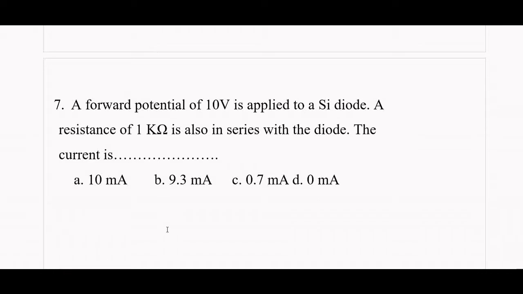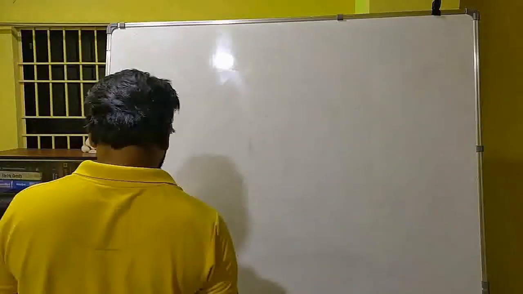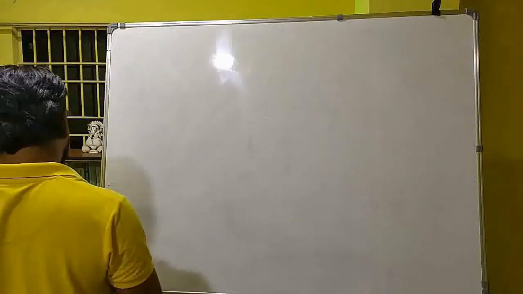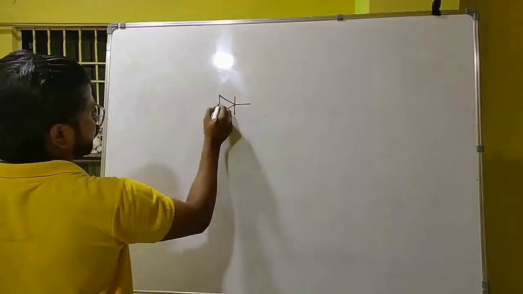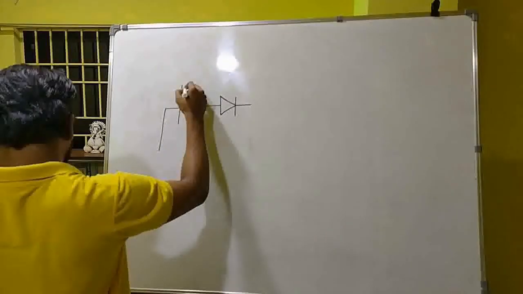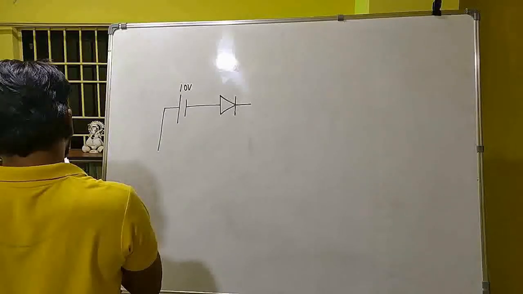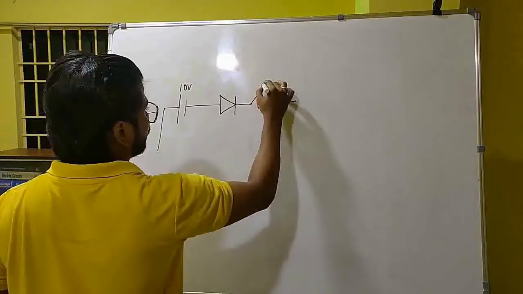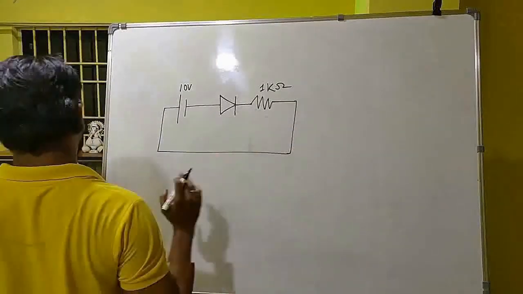Now moving on to question number 7. A forward potential of 10 volt is applied to a silicon diode. Here we need to calculate it. So let's observe this. The question says that a forward potential of 10 volt is applied to a silicon diode. So we have a silicon diode here and we have a forward potential of 10 volts. In the second statement it is written that a resistance of 1 kilo ohm is also in series with the diode. So here is the circuit. These are the conditions given.